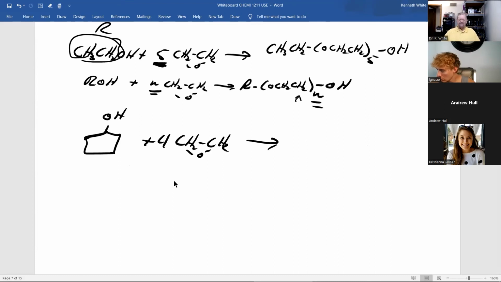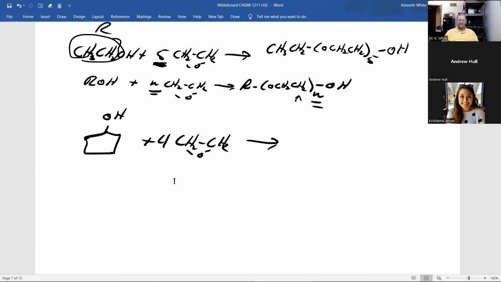And here's one for you to do. And again, I'll never give a synthesis problem for this reaction or the previous one. When you're done, give me a thumbs up.